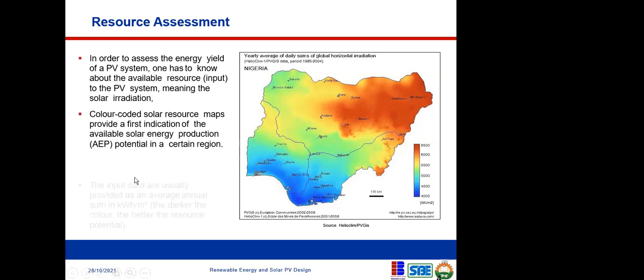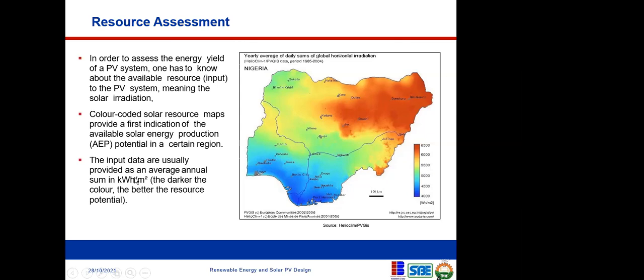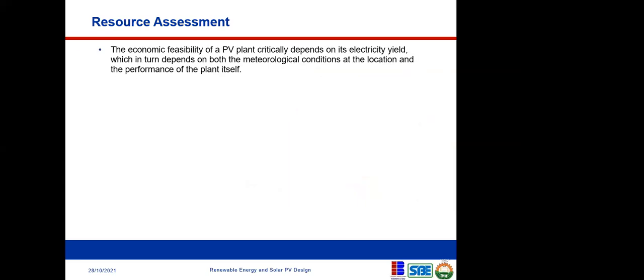Okay, so the input data are usually provided as an average annual sum. Now, when you look at the geospatial data and all of that, it's just an average. They don't tell you the exact figures. So when you do your deployment, it might vary from your initial calculations, so just have that in mind. The darker the color, the better the resource potential. It's talking about the solar radiation across Nigeria.